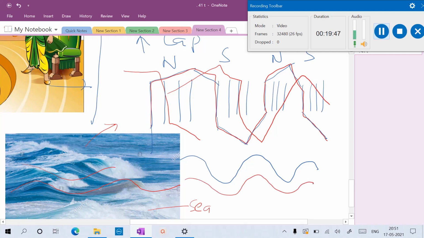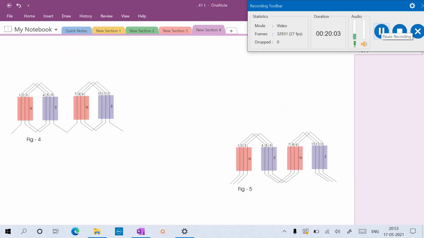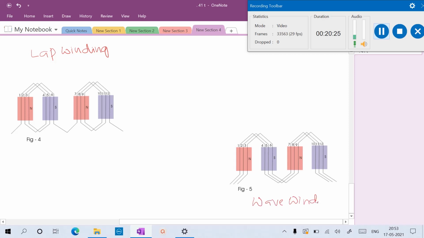Let us see how the wave winding and the lap winding can be drawn. What are the basic principles? What are the back pitch and front pitch? We'll see later, so don't bother about them now. At a glance you can see the difference between the lap winding and the wave winding. Dear students, this is a lap winding, and this is a wave winding.